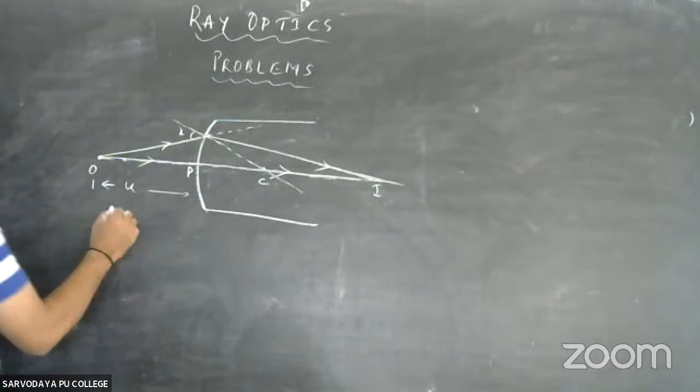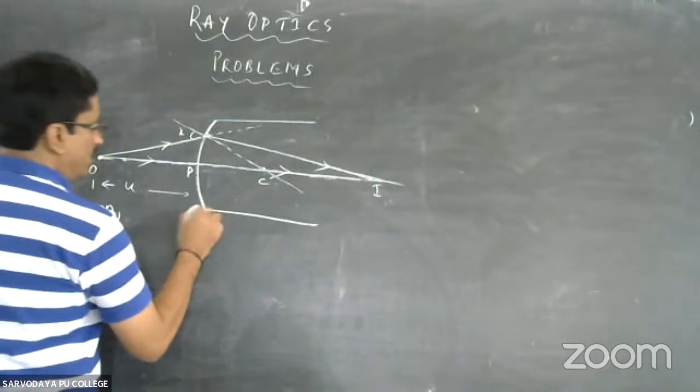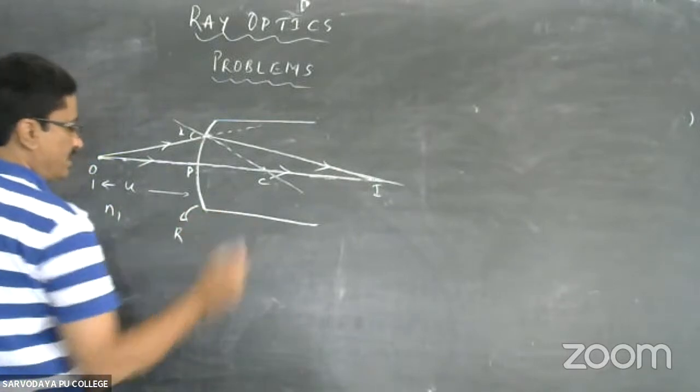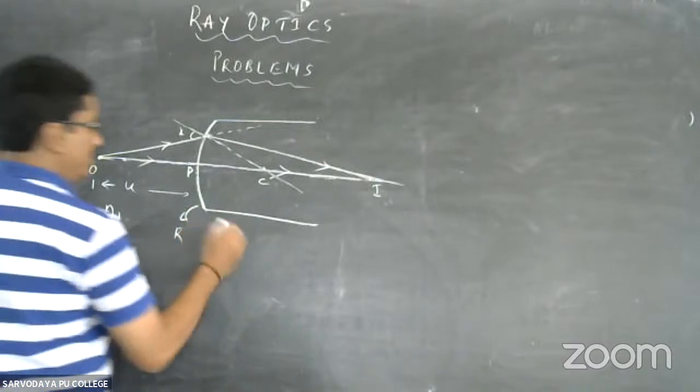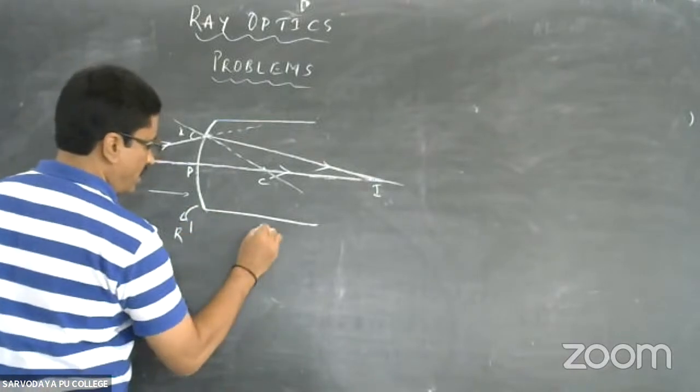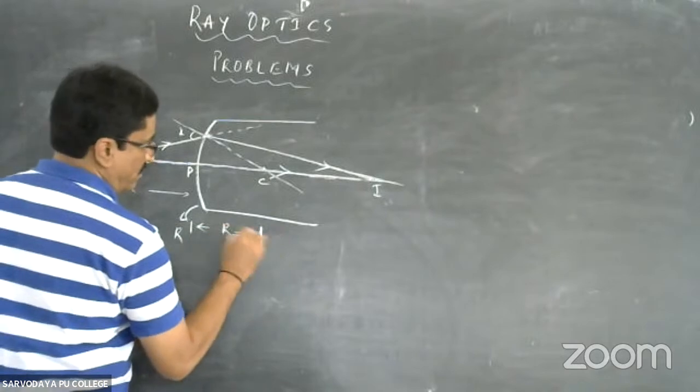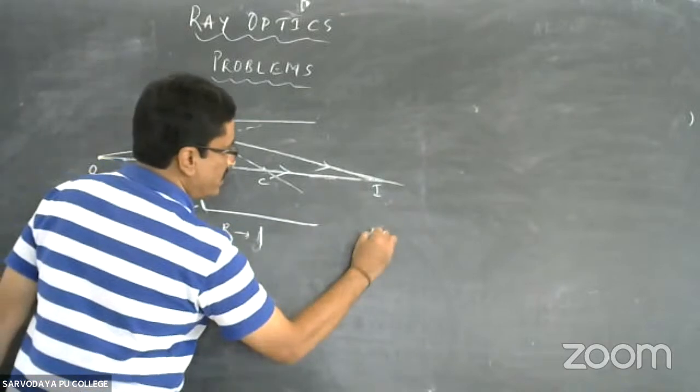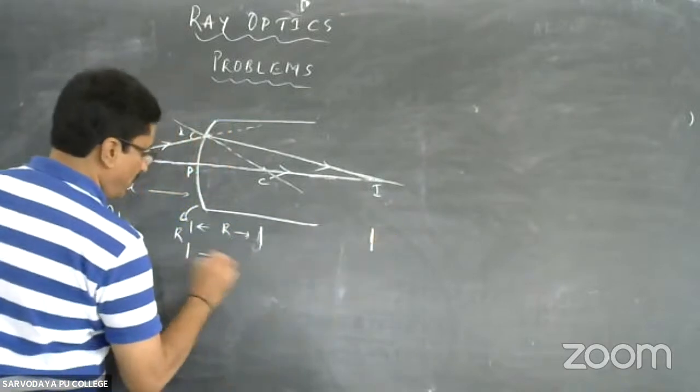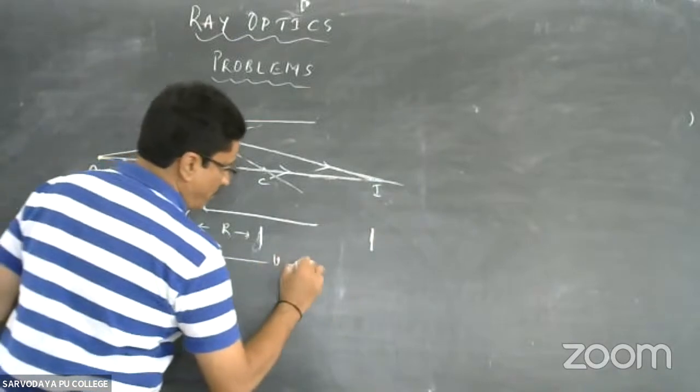If this is N1 and this surface is having refractive index N2, with radius of curvature R, it means this distance is R, and this is basically the position of the image, and I am considering this as B.